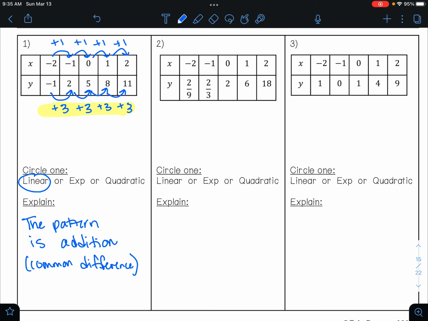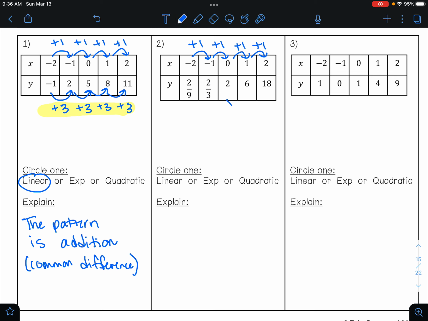On example 2, to go from -2 to -1, we add 1. -1 to 0, we add 1. 0 to 1, we add 1. And 1 to 2, we add 1. Now, don't let these fractions right here throw you off. If they are, kind of ignore them and just look at the pattern over here at first.